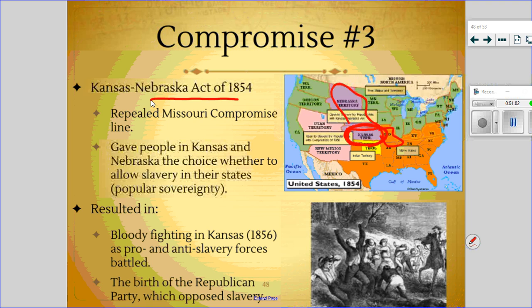They said, guess what? We'll just do it democratically. Kansas and Nebraska will vote. Popular sovereignty. They'll vote on it. They basically will decide on their own. Guess what? It doesn't happen. They just start killing each other. There's bloody fighting in Kansas as pro-slavery and anti-slavery forces fight it out. It was so bloody they called it Bleeding Kansas. It's during this time that we see the birth of the Republican Party, which was created to oppose slavery.